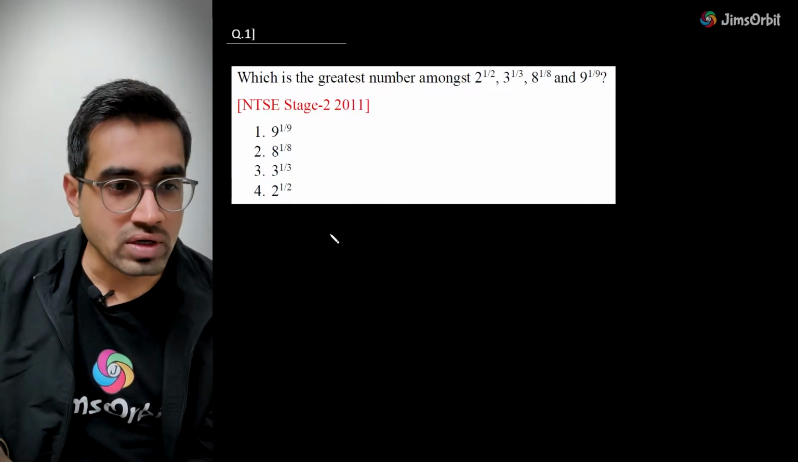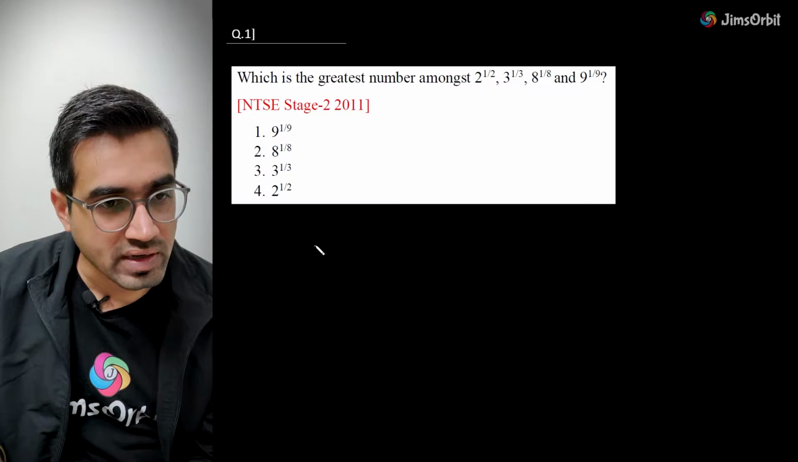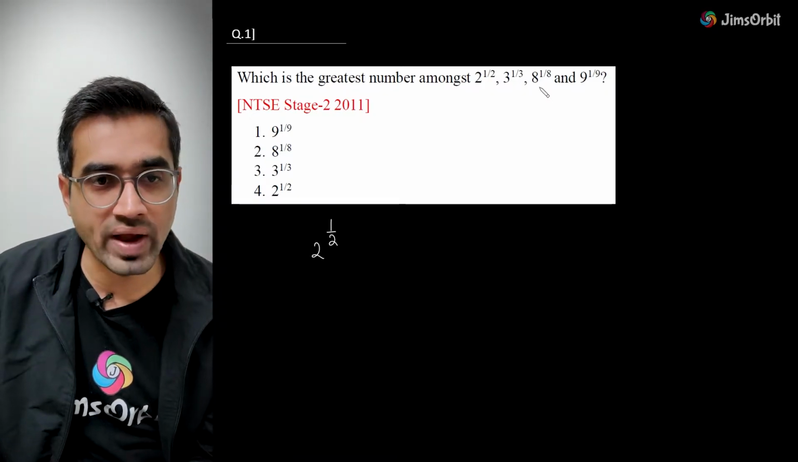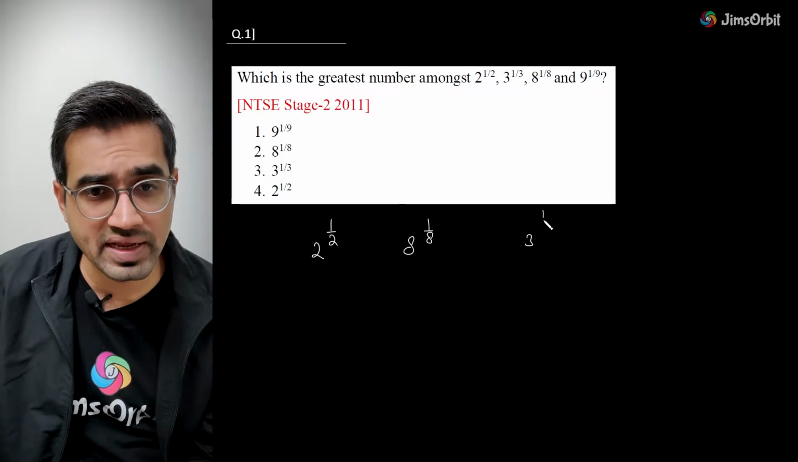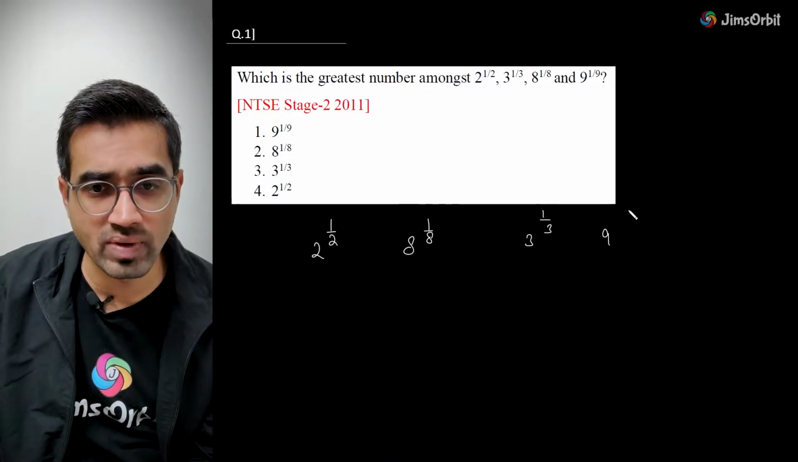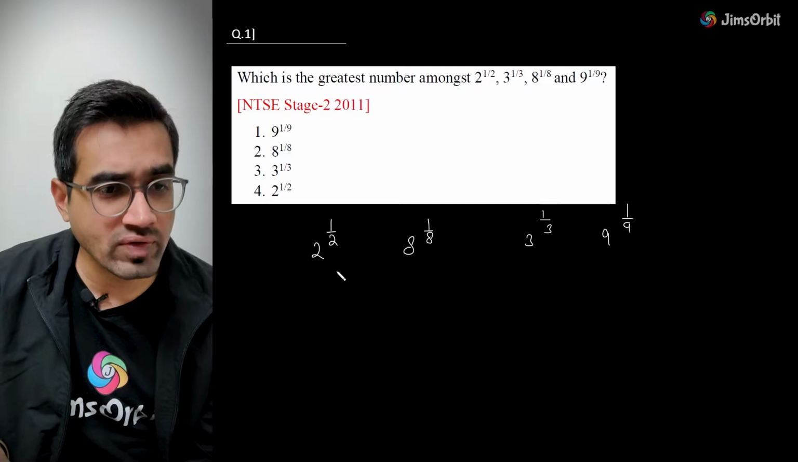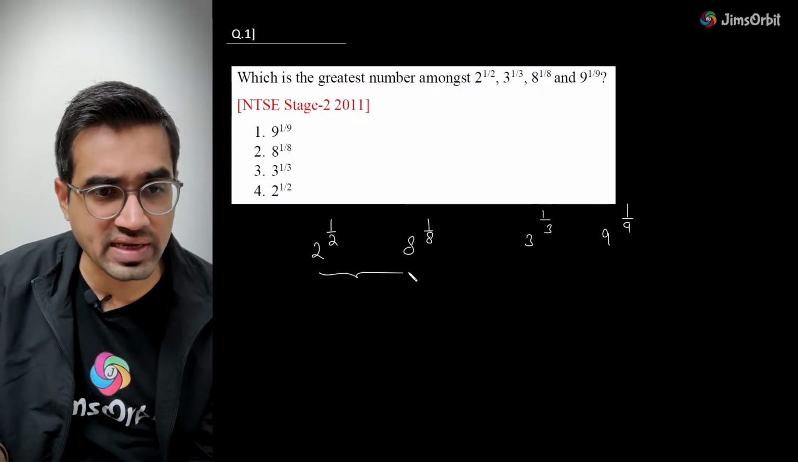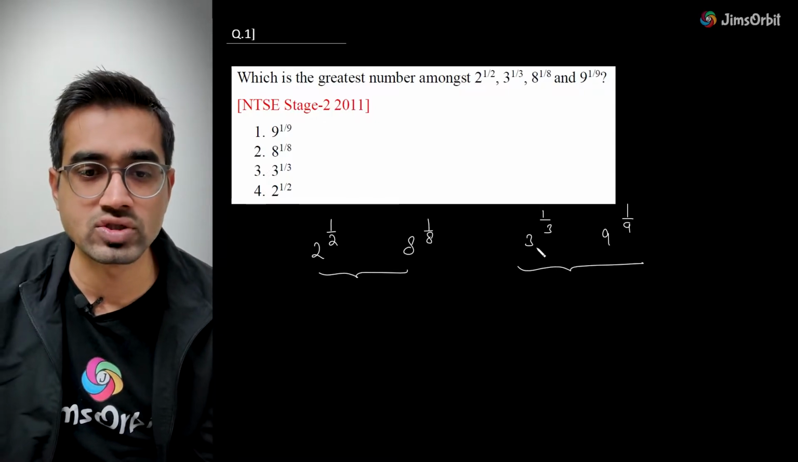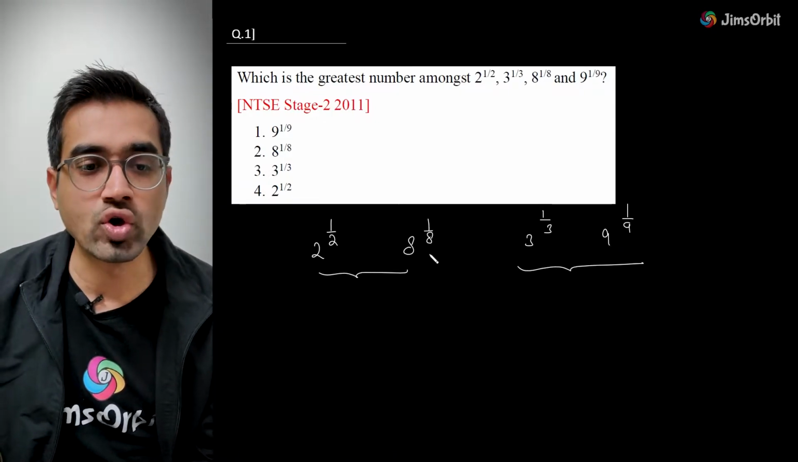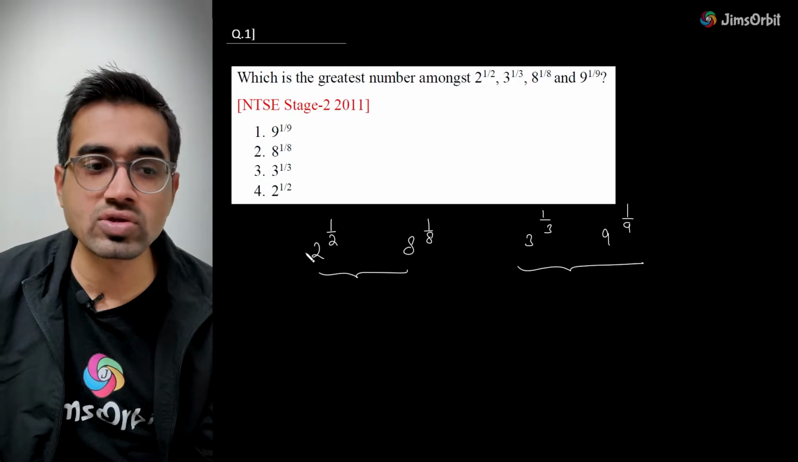So note down one thing here. One number is 2 to the power 1 by 2, and another is 8 to the power 1 by 8. The other numbers are 3 to the power 1 by 3 and 9 to the power 1 by 9. Now I can compare these two very easily and these two very easily because they have a similar base structure. That's 3 square is 9 and 2 cube is 8. So it's pretty easy to simplify this.